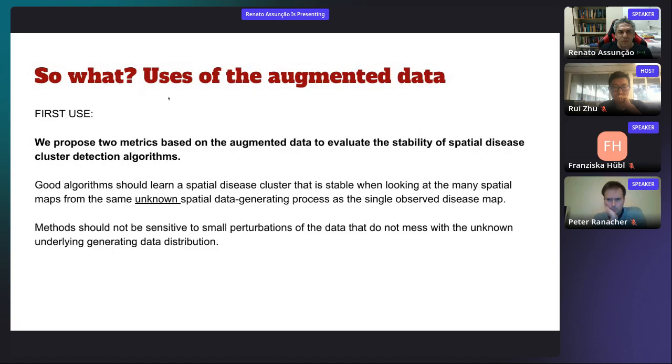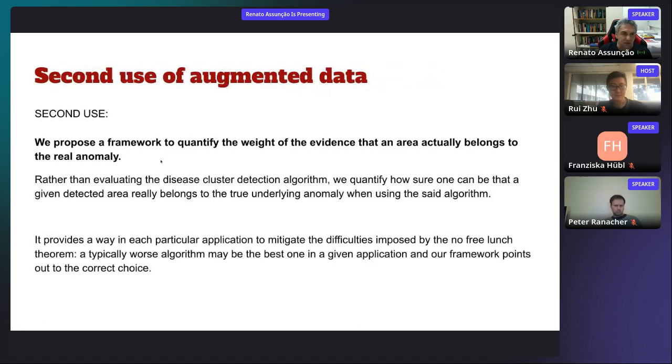So what is the reason for using this augmented data? We have two uses that we give in a more complete paper than this one. One is we propose two metrics based on this augmented data to evaluate the stability of spatial disease cluster detection algorithms. So good algorithms should learn a spatial disease cluster that is stable when you look at many different spatial maps from the same underlying distribution but slightly different from each other. So small perturbations in the map should not mess with the disease cluster detection algorithm.